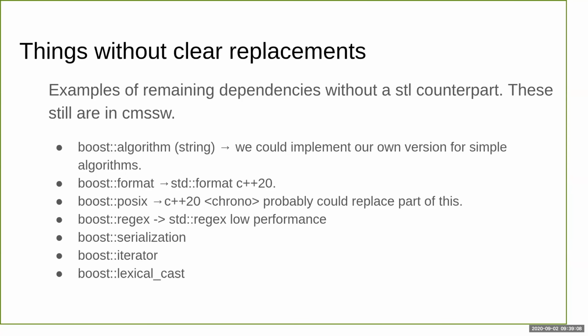I would like to mention that there are a lot of Boost dependencies that are still in the CMSSW code base that we can't replace because they don't have a clear replacement in standard C++. For example, Boost algorithm, Boost POSIX, Boost regex. This one doesn't have a clear replacement, and they are still in the CMSSW code base. I would also like to mention that some of those will still be able to be replaced in the coming years. For example, Boost format, we probably will be able to replace with std::format in C++20.